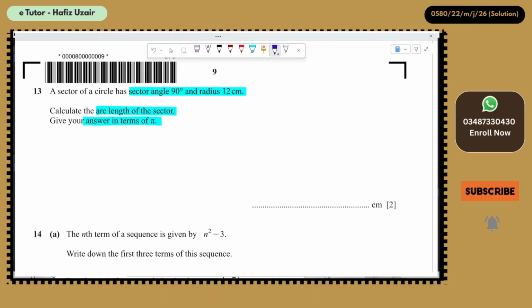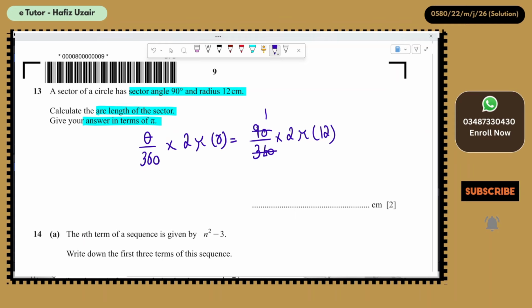That is theta over 360 degrees times 2 times pi times the radius. So now it is 90 by 360 multiplied by 2 into pi into 12. So now 90 times 1 is 90 and 90 times 4 is 360. Similarly, 4 times 1 is 4 and 4 times 3 is 12. So your answer will be 6 pi.